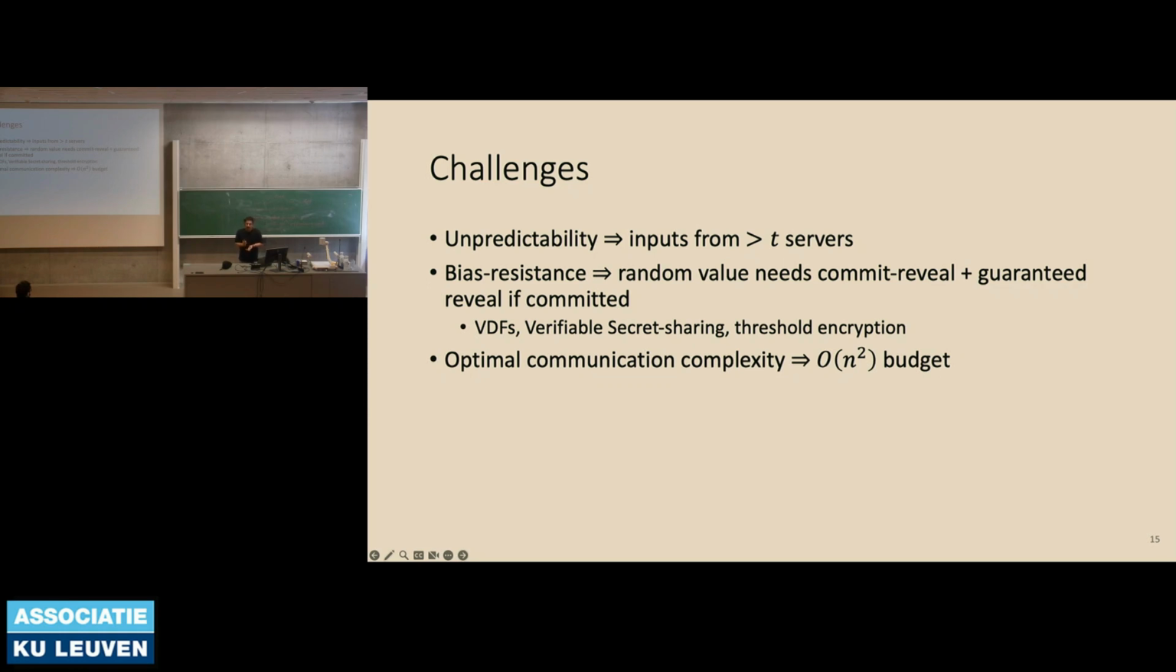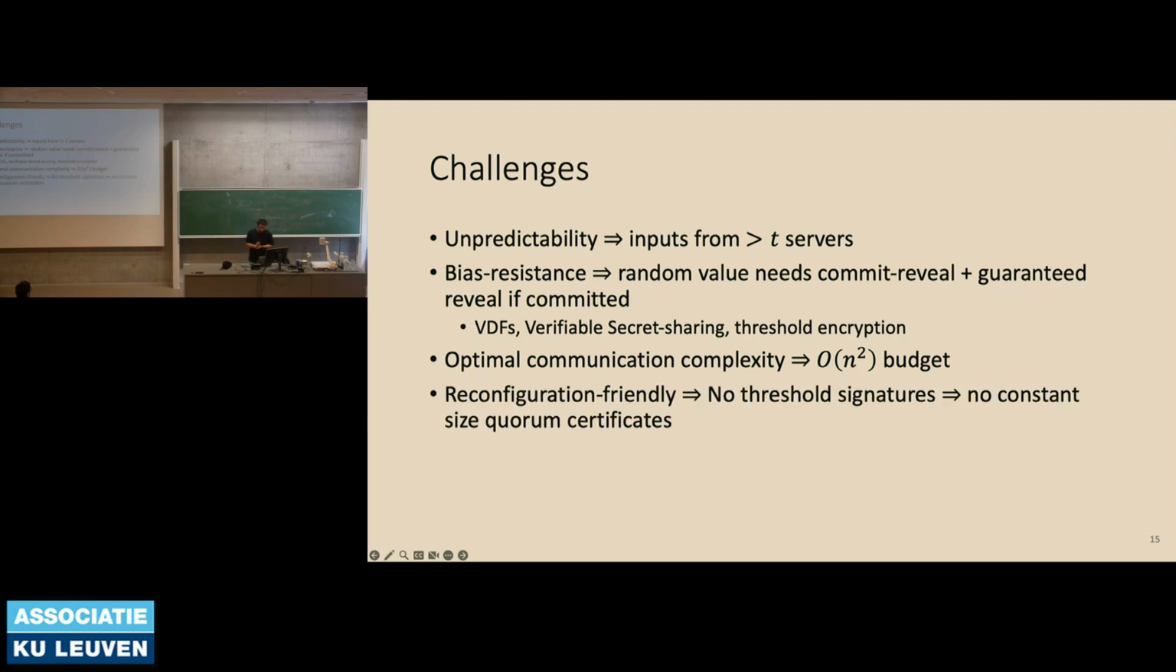Since we want optimal communication complexity, we have a budget. You cannot cross order n squared communication complexity. So we cannot do arbitrary protocols. And because we want reconfiguration friendliness, we cannot assume threshold setups. You cannot secret share beforehand and use that later down the protocol. So therefore, you cannot have threshold setups. Without threshold setups, you don't have constant size quorum certificates, because most of the existing state machine replication protocols take advantage of this to bring down the communication complexity. So we don't have this power. So that's what we mean by reconfiguration friendliness.